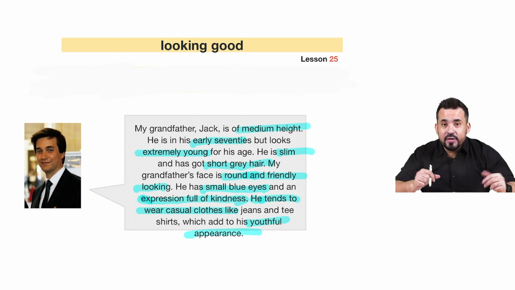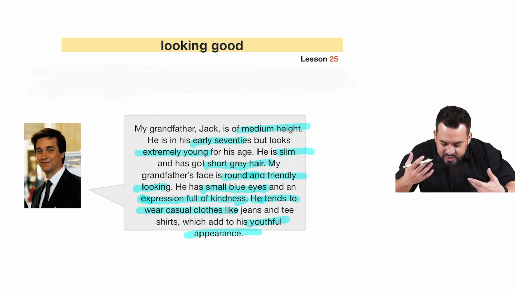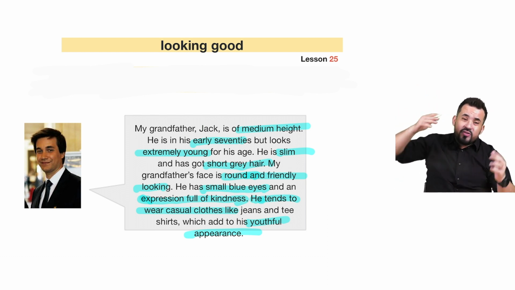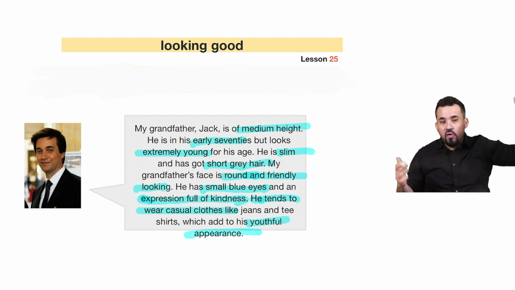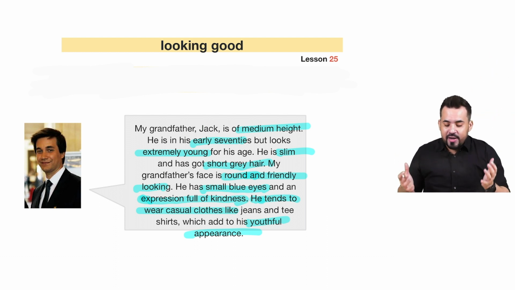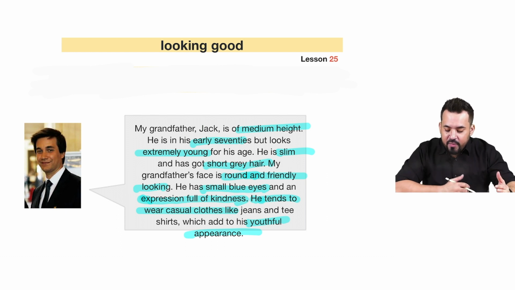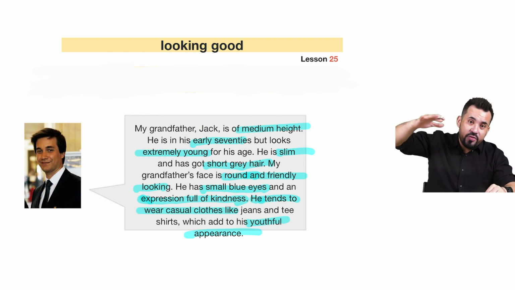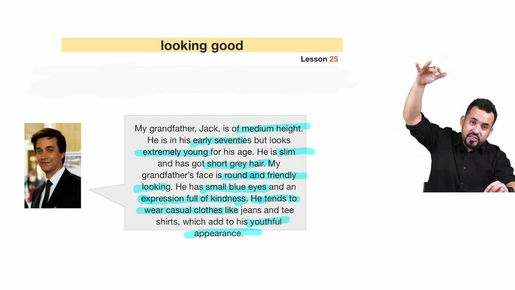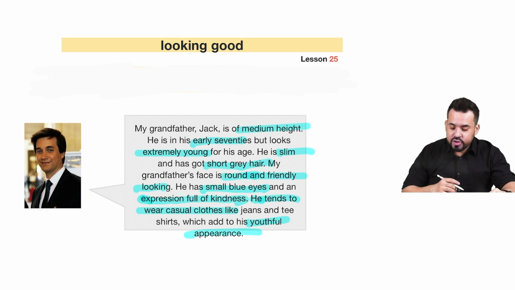All right, let's take a look at some of those words. First we started with how tall he is, because that is the first thing people notice about you, how tall or not tall you are, right? So we say, my grandfather Jack is medium height. Medium height means in the middle. Short is if he is less than average. Tall is if he is above average.